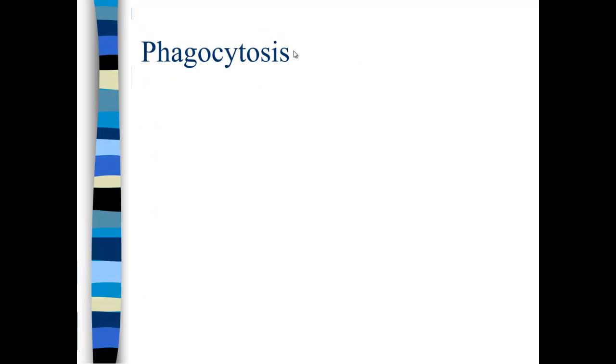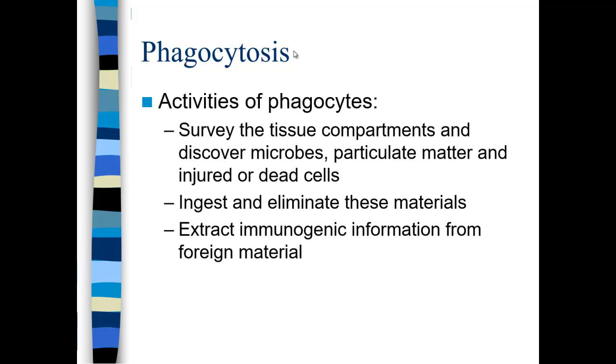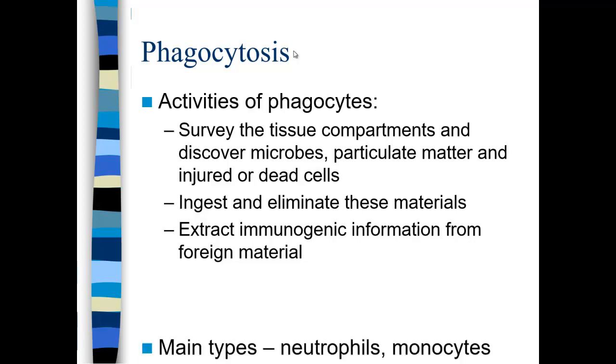Okay, let's take a more detailed look at phagocytosis. When you have phagocytic cells, these phagocytic cells are just continually roving tissue compartments, and they're looking for microbes, particulates, even injured and dead human cells, and they do a housekeeping function. They ingest and eliminate these materials, and then they extract immunogenic information. They actually take cell surface proteins off of the bacteria or other pathogens and process that information so they can alert the immune system. Okay.